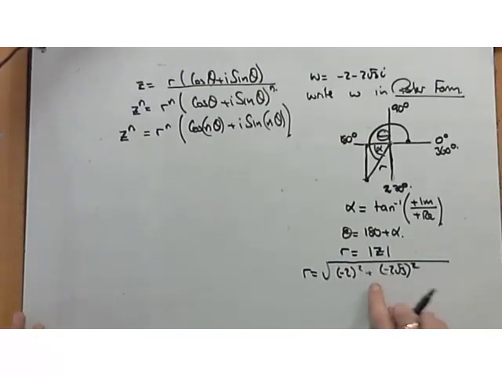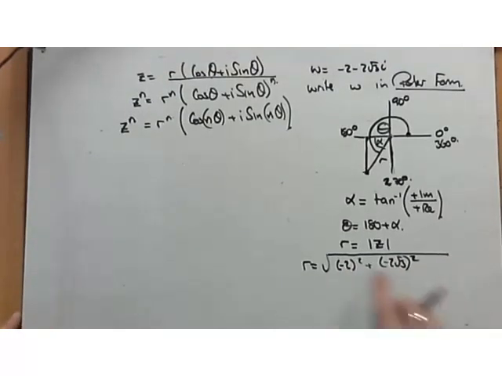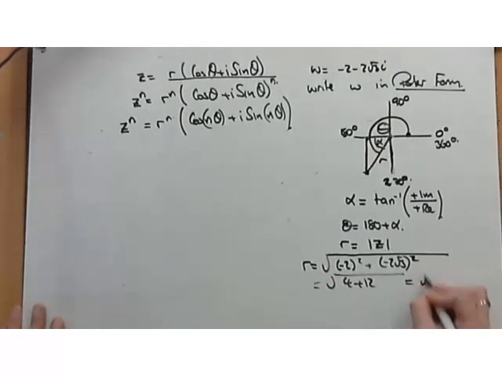There's never an i that goes into this. You never put an i into the modulus. In fact, you can completely ignore minus signs when it comes to modulus as well. Both of these numbers will be positive when you square them. So this is the square root of 4 plus 12, which is the square root of 16, which is 4. So r is 4.